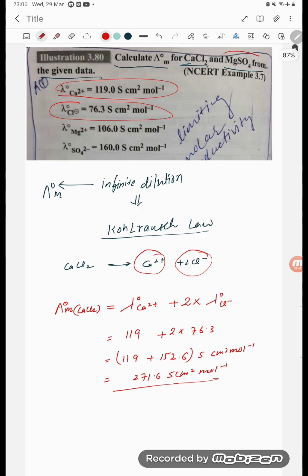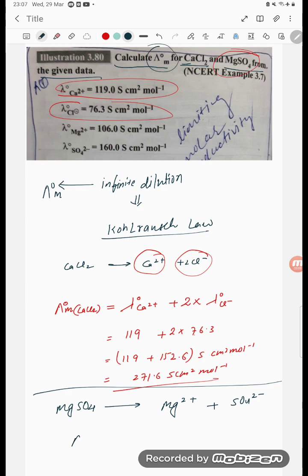Now they are asking for magnesium sulfate. If you ionize MgSO4, how is it going to ionize? At infinite dilution, it is going to give Mg2 plus and SO4 2 minus. So how will we write lambda m naught of MgSO4? It is lambda m naught of Mg2 plus ion plus lambda m naught of SO4 2 minus ion, because there is 1 ion of each, so we need not multiply with any number.